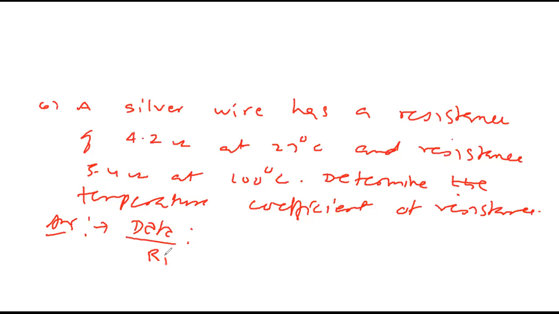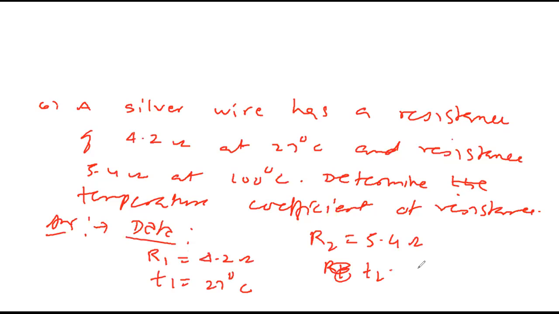First resistance I am calling R1, 4.2 ohm at temperature T1, 27 degrees Celsius, and new resistance R2, 5.4 ohm at temperature T2, 100 degrees Celsius. Find temperature coefficient, means alpha of resistance, very important one. Important because this is a new type. Rest all, series and parallel, you have been doing in 10th also. So just write the data, then I'm starting the sum. Question data write down.